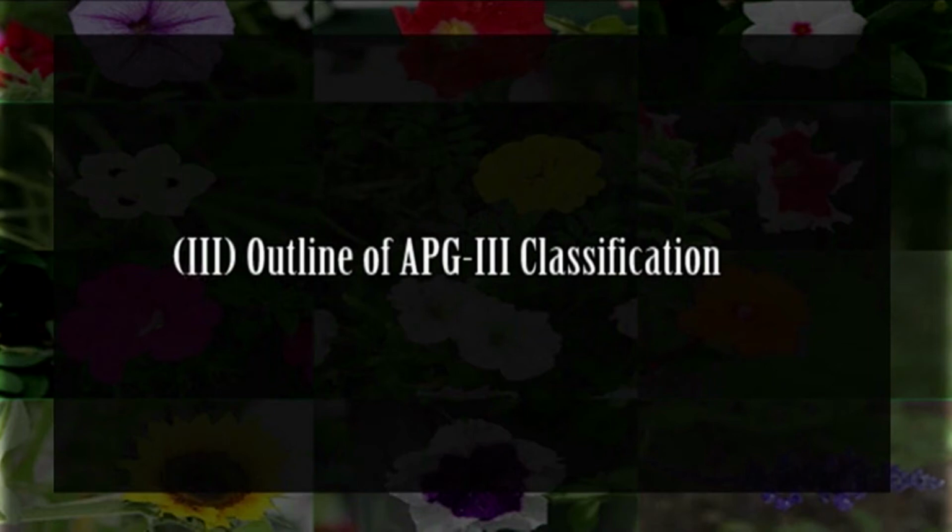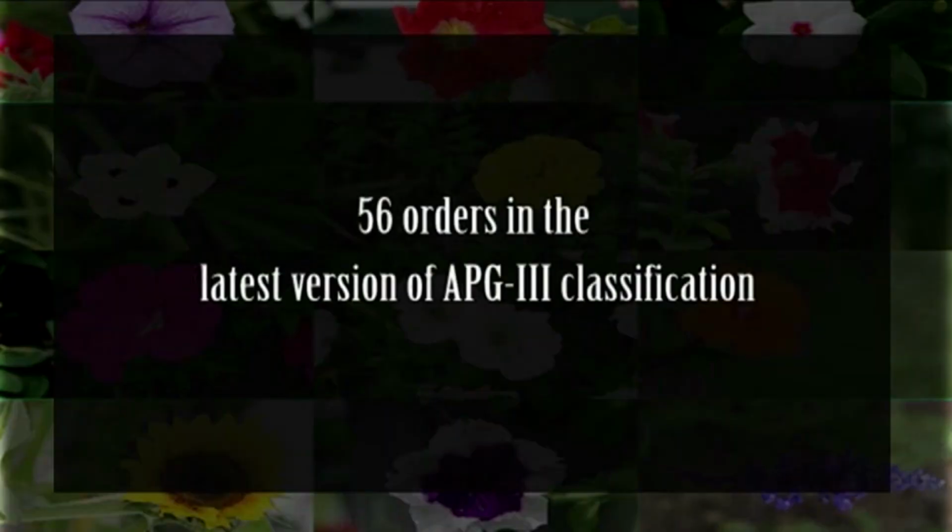Now, the third part of the lecture, that is an outline of APG classification. This will be dealt with in much more detail. A number of informal groups, what they call clades, have been recognized. In these clades, about 56 orders are distributed in the latest version of the APG 3 classification.